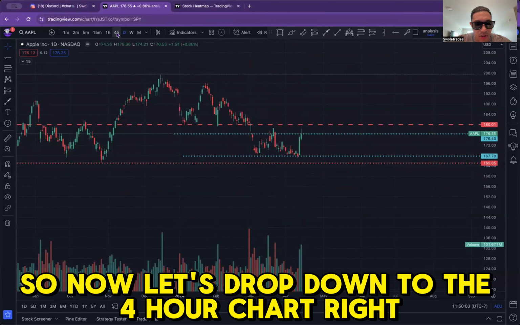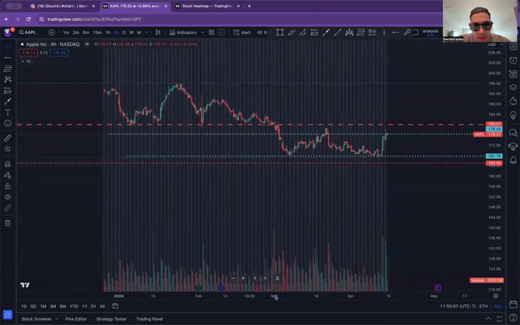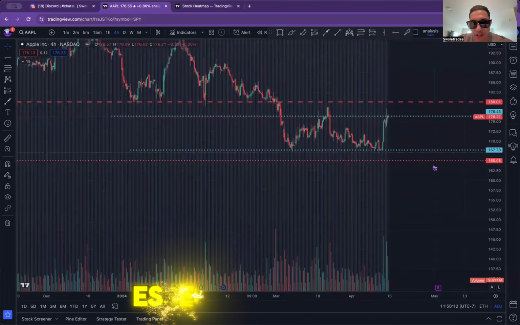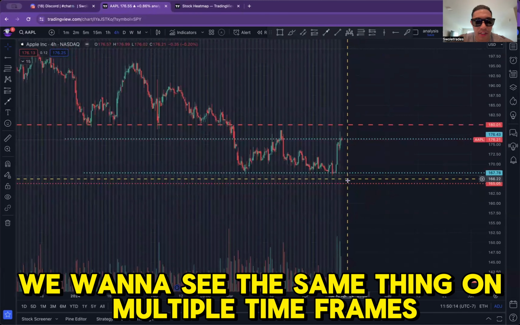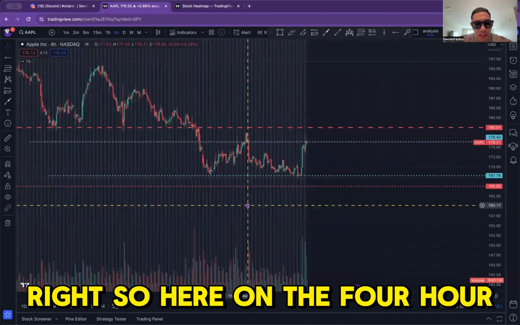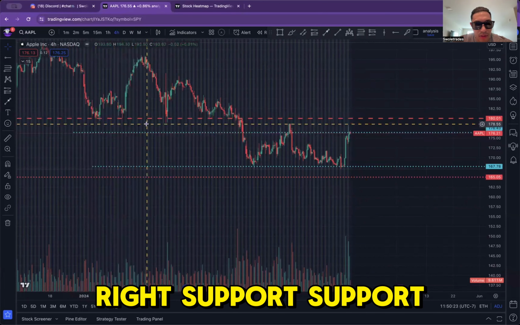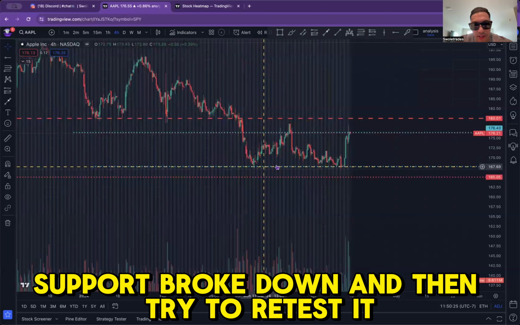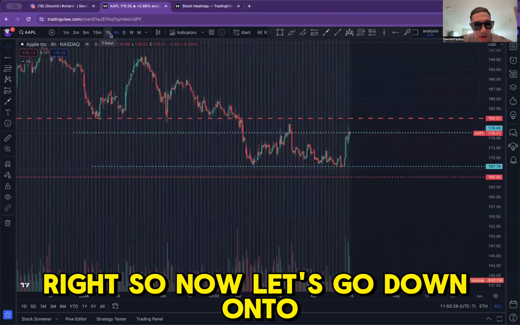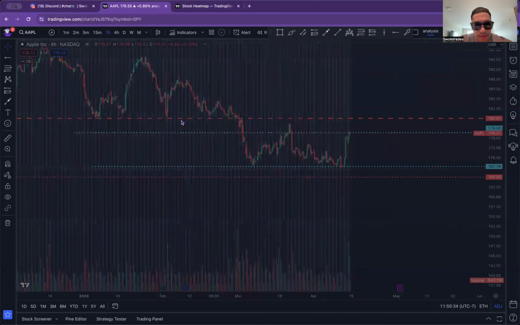So now let's drop down to the 4-hour chart. And this will be my process for finding all the trades, essentially. We want to see the same thing on multiple time frames. So here on the 4-hour, we see this 180 key level: support, support, support, broke down, and then tried to retest it.